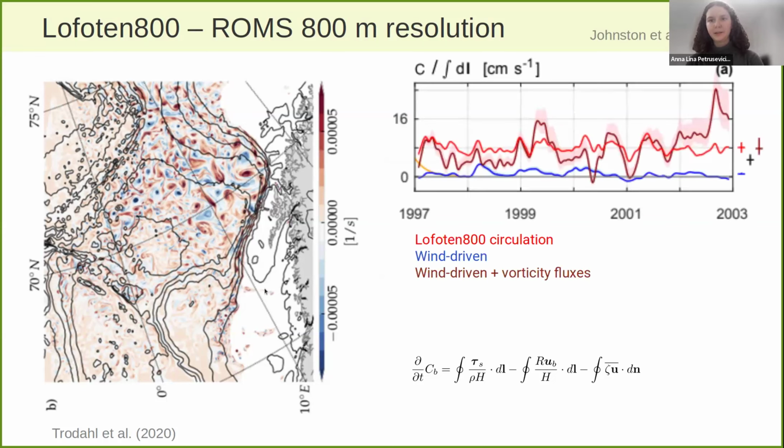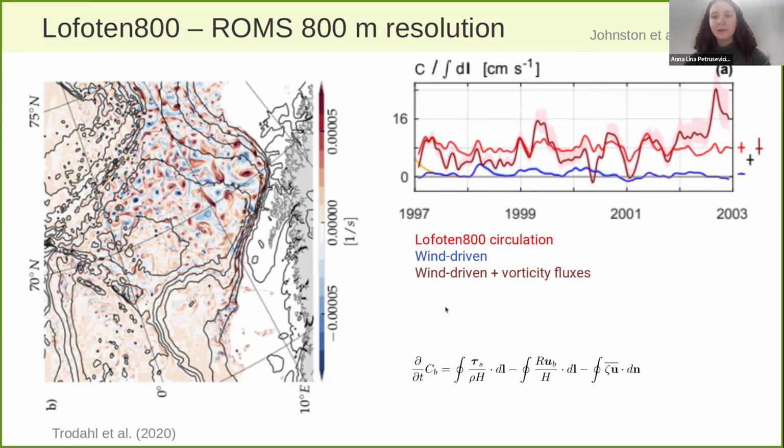And this is what we got. So in red here, you see the true model circulation. And then the blue line shows the linear estimates, which take into account only the surface stress. And you can really see that they're underestimating the circulation.